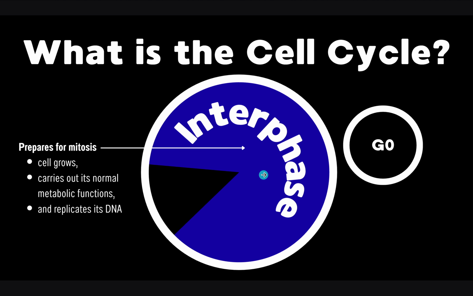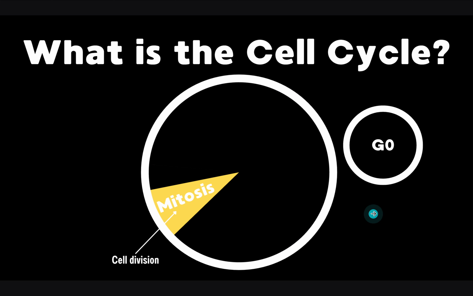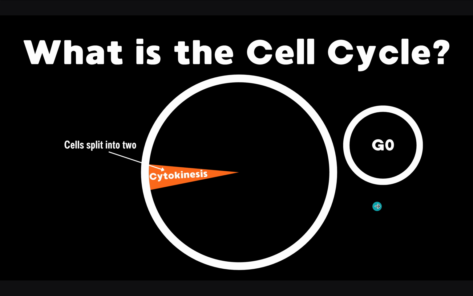So like I said before, grow and divide. Interphase is basically the growth phase. So it's preparing for mitosis, where the cell is going to grow, carry out its normal metabolic functions, and replicate its DNA. And then the next piece is mitosis, which is where it's going to actually divide and undergo cell division. We'll touch on that in a later video. And then cytokinesis is when the cells finally split into two and when division is complete.